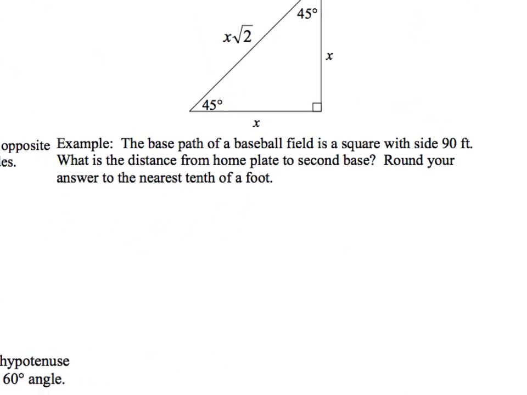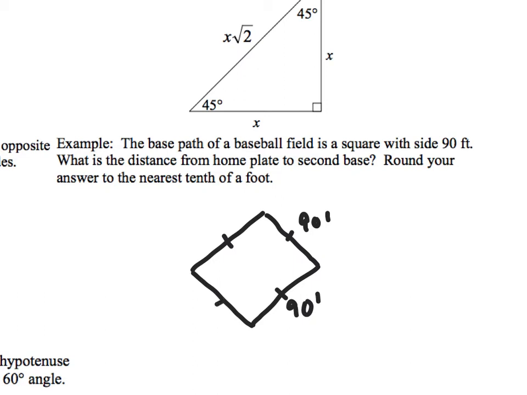It says the path of a baseball field is a square with a side length of 90. So I'm going to draw a square baseball diamond, okay? And I know that this is 90. Okay, so the side length is 90. Now in this square, all these side lengths are 90 feet. Okay, 90 feet, 90 feet. Now each of these angles are right angles. Okay, so it says, what is the distance from home plate, which is here, to second base? Okay. And round our answer to the nearest tenth of a foot.